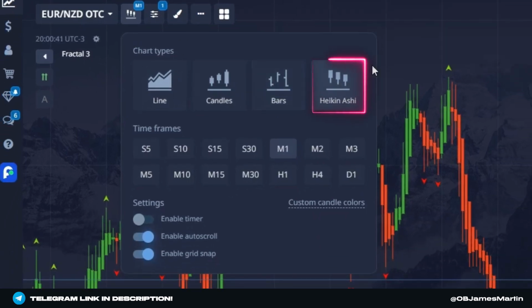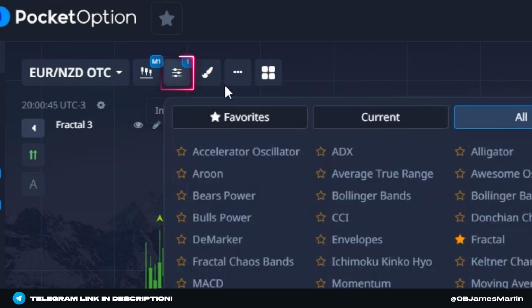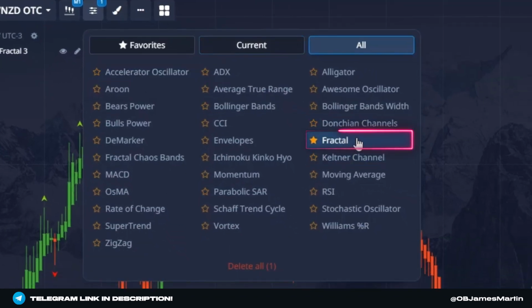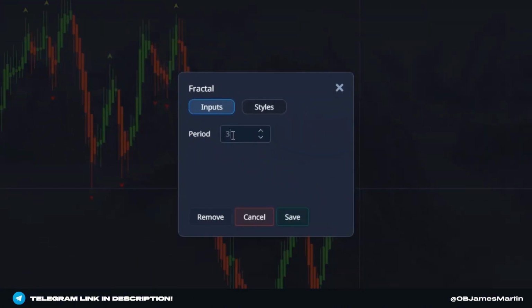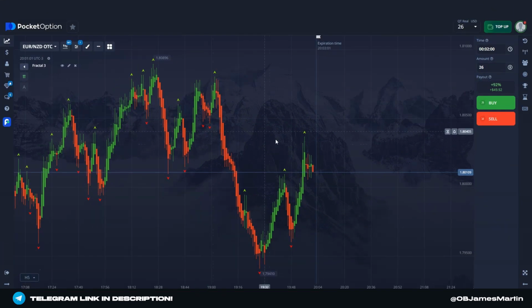We're gonna use chart type recognition candles at any time frame, and we're just gonna use only one indicator, Fractal. Yeah, that's Fractal, only that. We're gonna set it up with period 3 and the standard color, right? So let's start with that, guys. We can use these settings and start.